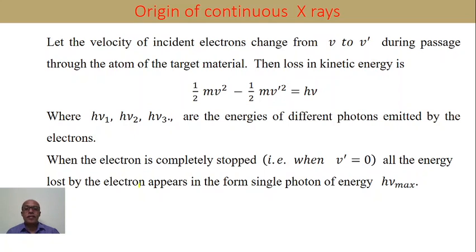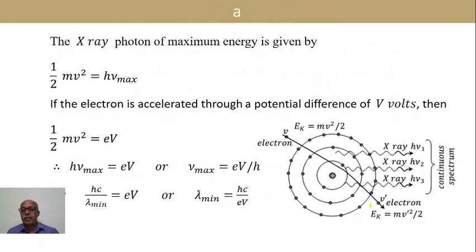When the electron is completely stopped within the atom of the target material, then v dash becomes equal to 0. The final velocity will be 0. In the sense, all the energy of the electron will be lost, and it appears in the form of a single photon of energy h nu max. The X-ray photon of maximum energy is therefore given by half mv square equal to h nu max. This is the total kinetic energy of the incident electron.